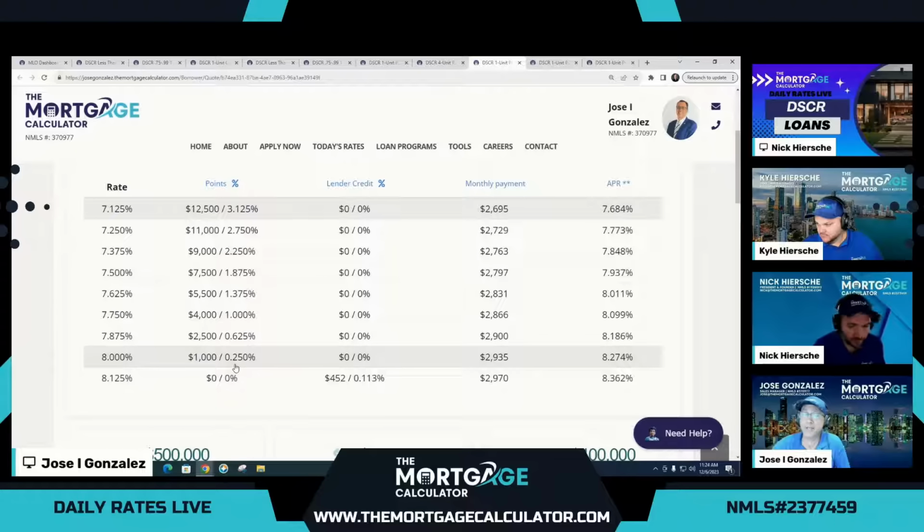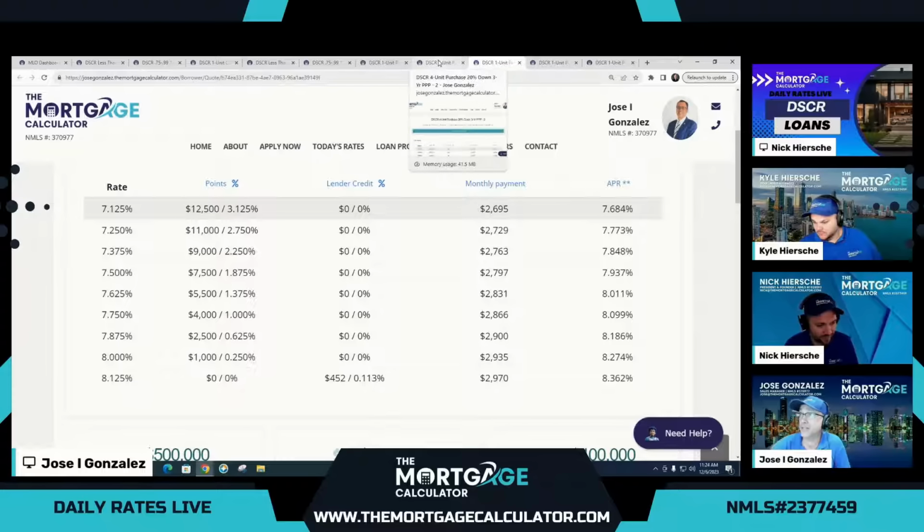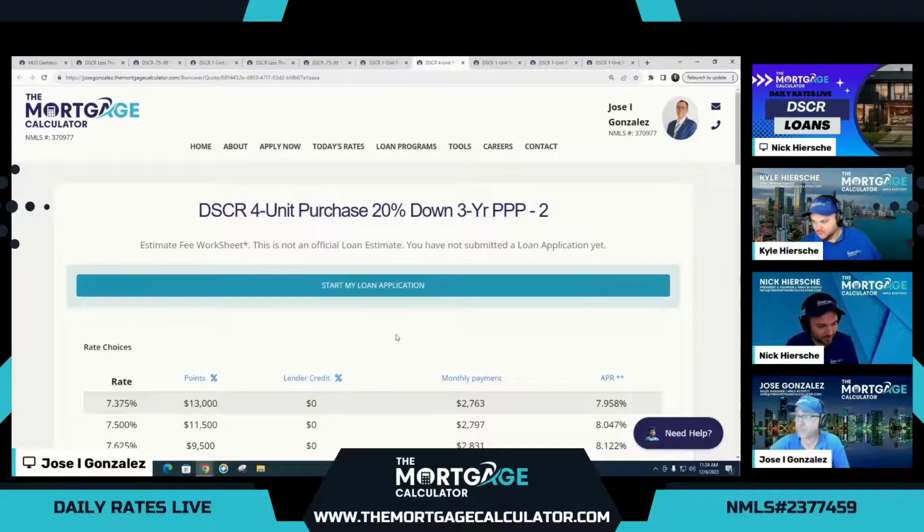Here at 8%, it's 0.25. So it's a full 1 point in cost swing betterment by adding the 5-year instead of the 3-year prepay.